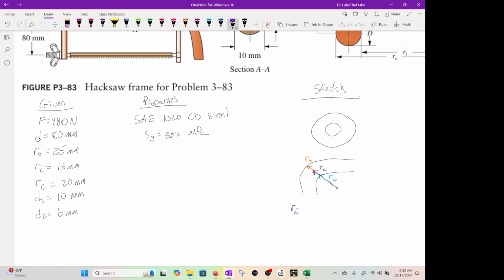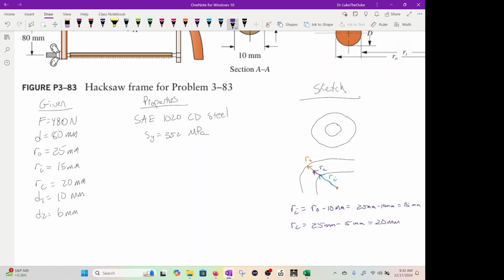And the way I calculated Ri was R naught minus 10 millimeters. R naught was 25 millimeters minus 10 millimeters, and that gives us our 15 millimeters, because it's 10 millimeters thick. Then Rc would be 25 millimeters minus 5 millimeters. It's the centroid of that, so 20 millimeters. I just basically took half of 10, and we got that.